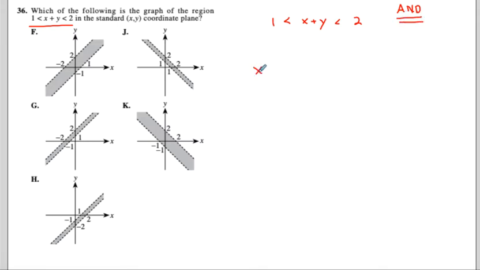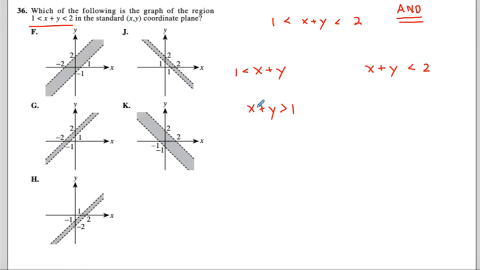This is x plus y is greater than 1. I'm going to rewrite that as x plus y is greater than 1, and it's also x plus y is less than 2. So now it also is an inequality, so that involves the shading. That's why there's this shaded area.